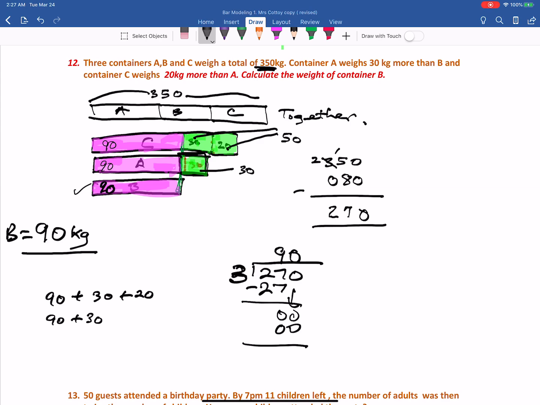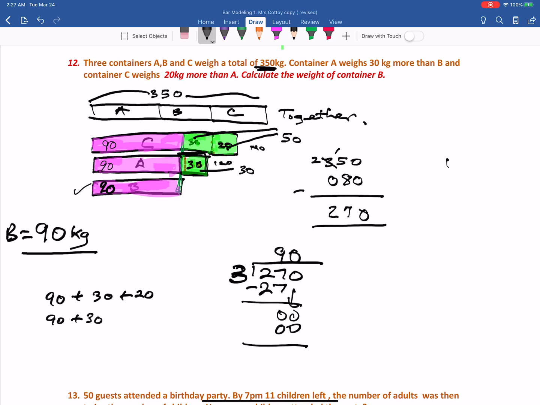Container A weighs 30 more than container B. We're seeing the 30 more here, right? So 90 and 30 is how much? 120? Yes, that's 120. We were not asked, but we're finding out. And container C weighs 20 more than A. Yes, that's what we're saying here based on our diagram. So that's 120 plus 20 is 140.